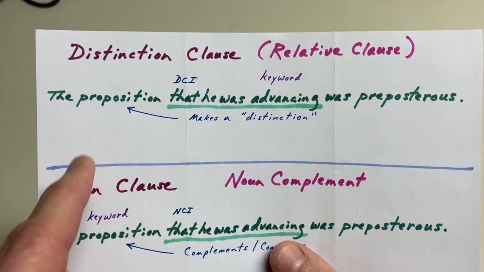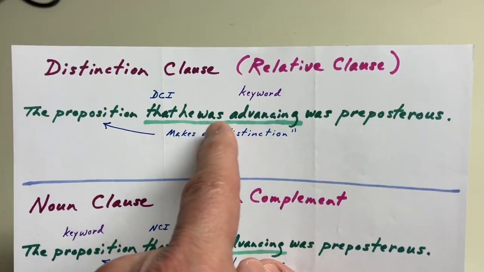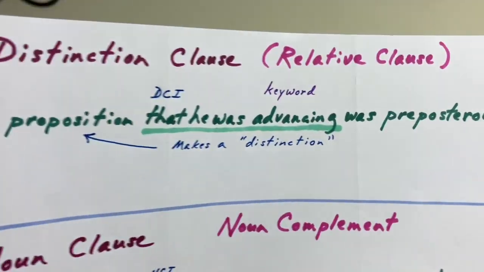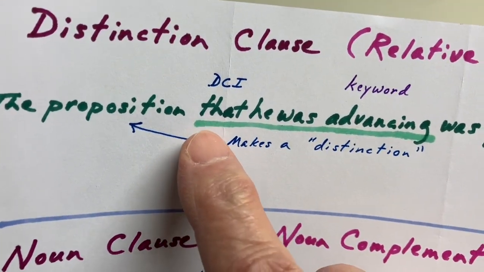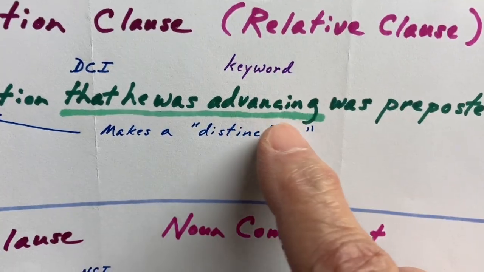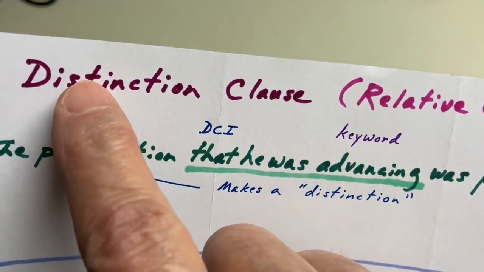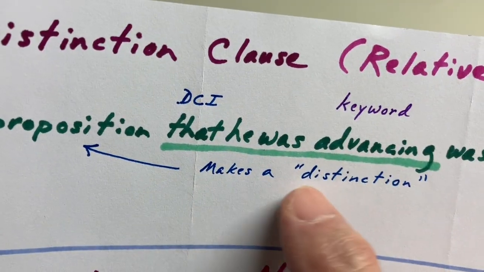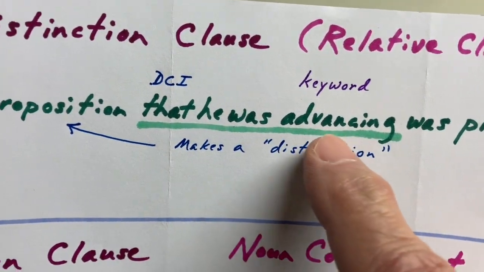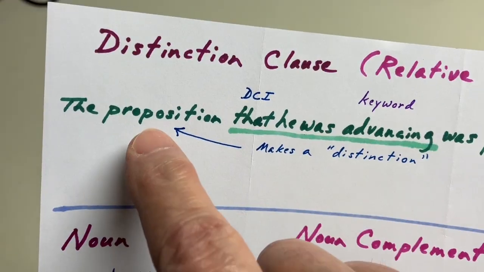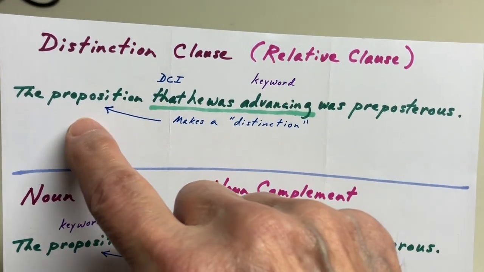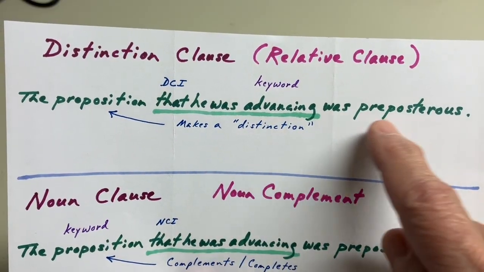All right. The proposition that he was advancing was preposterous. Okay. The distinction clause indicator in this case, all right, is indicating that we have a distinction clause. And what does the distinction clause do? It makes a distinction. This clause here is making a distinction about the word proposition. In other words, the proposition that he was advancing was preposterous.